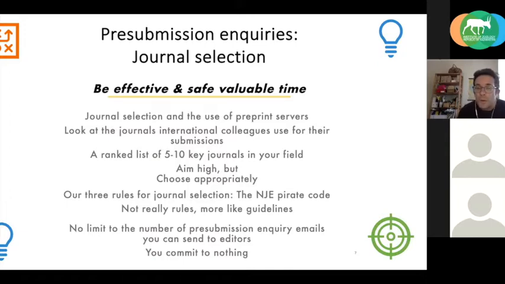So as we talked about last time, writing to editors can save a lot of time and can help you with the journal selection stage of the process. Have a look at the journals that international colleagues, other workers from around the world, are using for their submissions. Who are the key people in your research field internationally, and which journals are they using? It's a good idea to come up with a list of key journals in your field. You can then select from those key journals when you write your own papers.